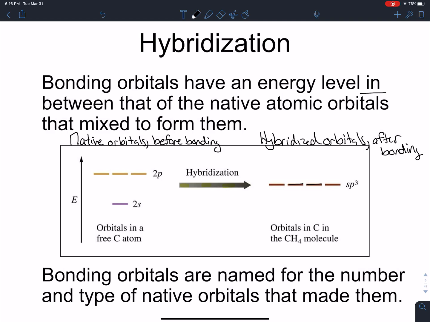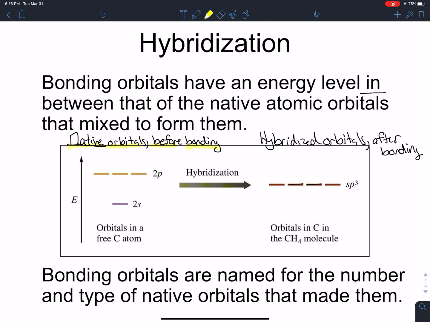So let's pick back up at this next slide. Bonding orbitals have an energy level in between that of the native atomic orbitals that mixed to form them. So this was Linus Pauling's idea. Let's take a look at the native orbitals, right? The original orbitals before any bonding occurred.